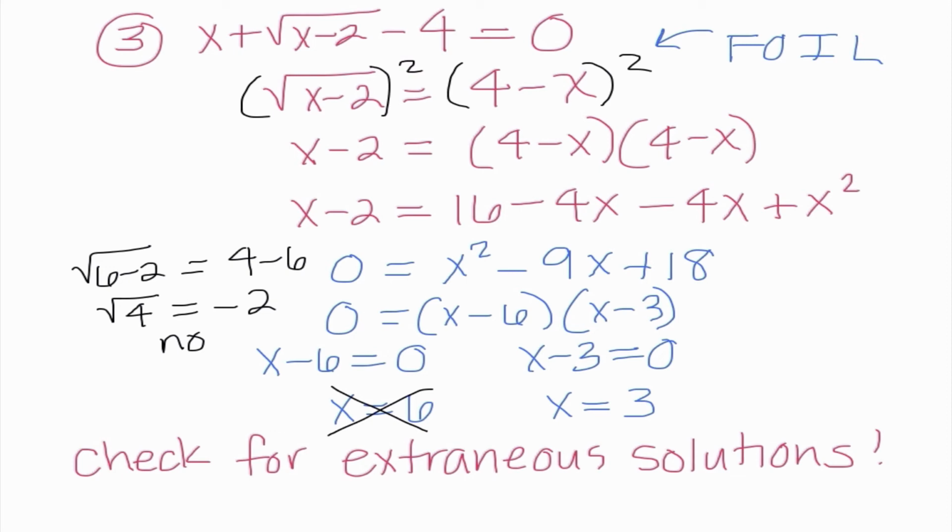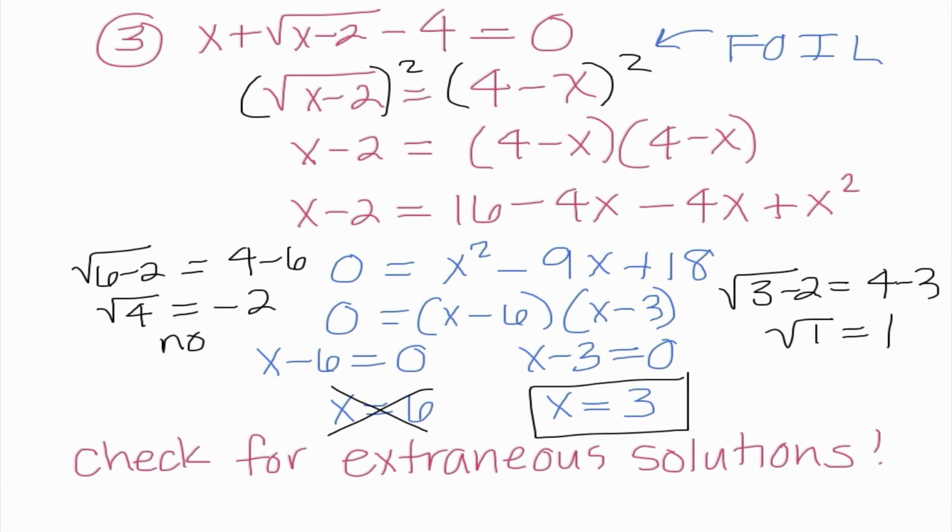Now, when I try the other one, I'm going to do the square root of 3 minus 2 equals 4 minus 3. Because this time I'm substituting 3 in wherever there was an x. And I end up getting the square root of 1 equals 1, which is true, so 3 would be our answer.